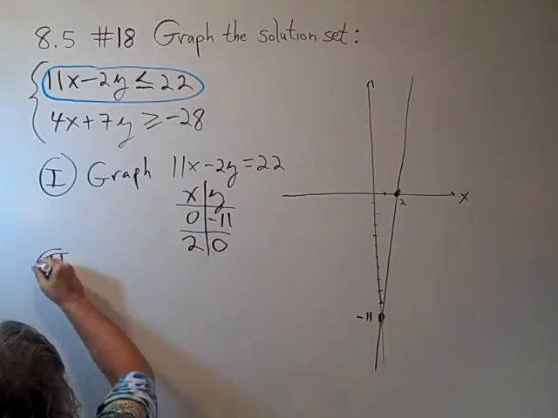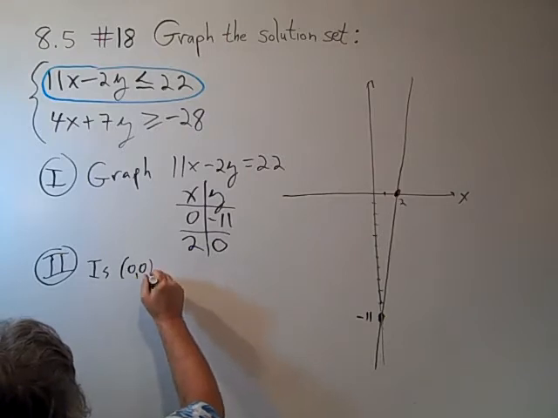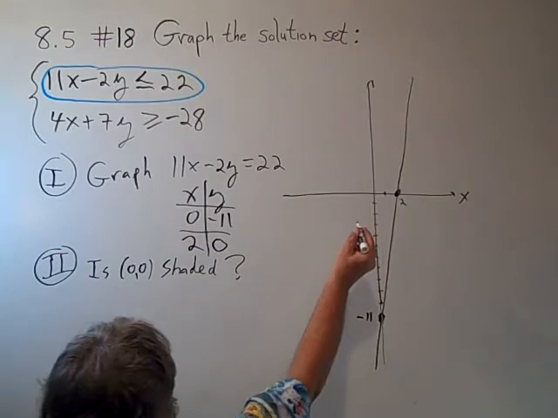Okay, so there's our first line, and the second step of graphing the inequality is to decide which side of the line we shade. So we can ask, is the origin shaded? Here's the origin.